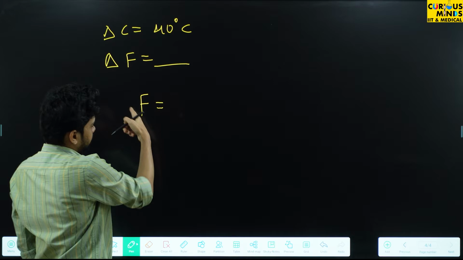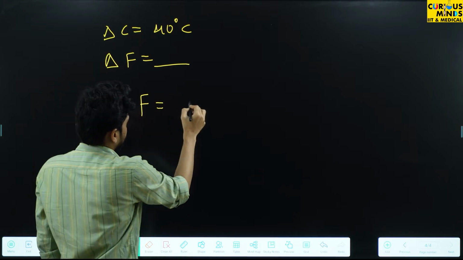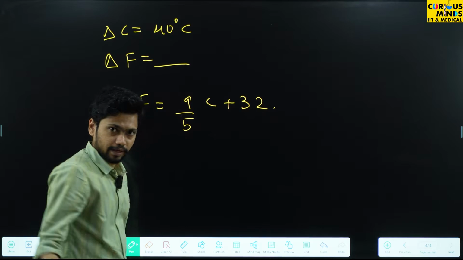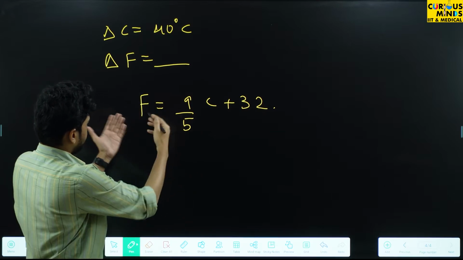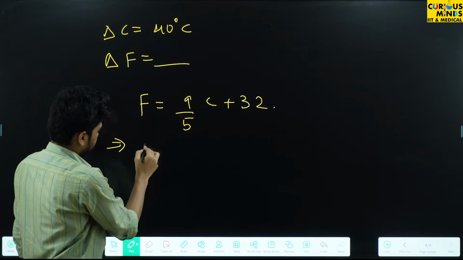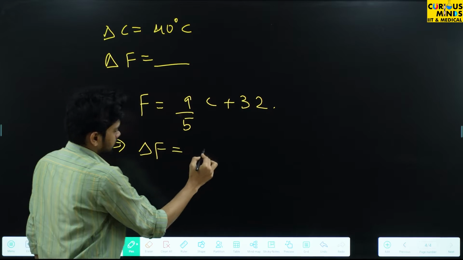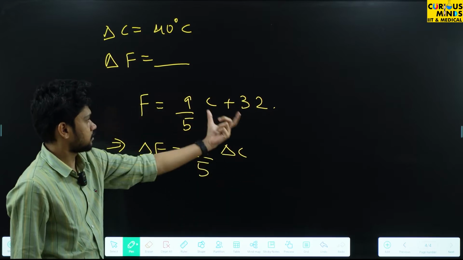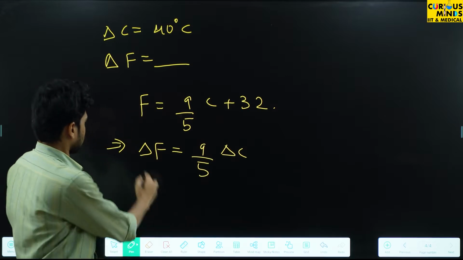We know that any temperature measured in Fahrenheit is nothing but 9 by 5 C plus 32, right? So if we take the difference, basically this implies that delta F is going to be 9 by 5 delta C, because this derivative is going to be 0, right? Okay, so this is the formula.